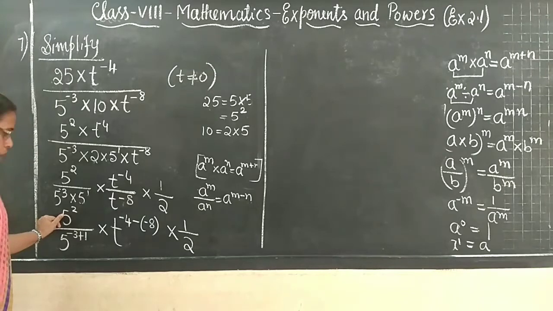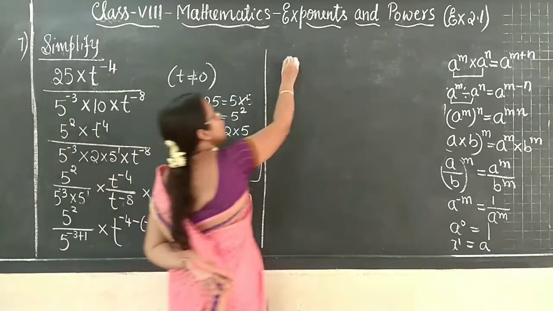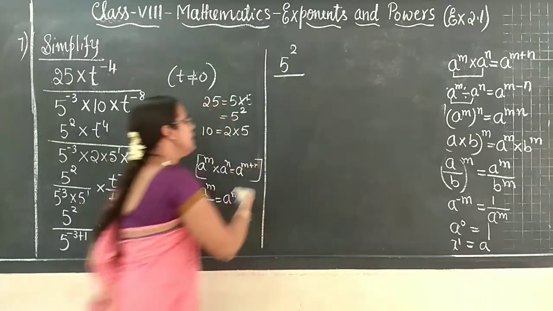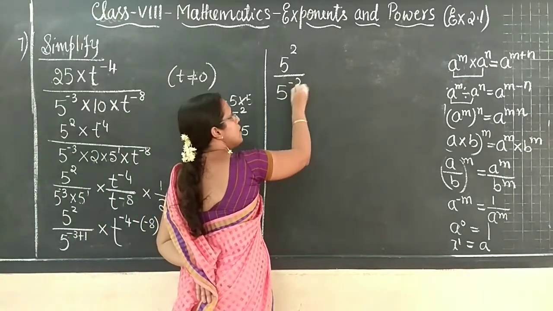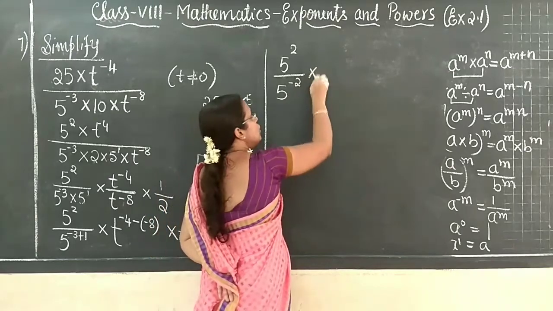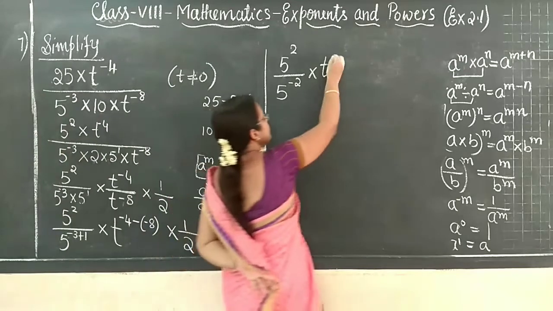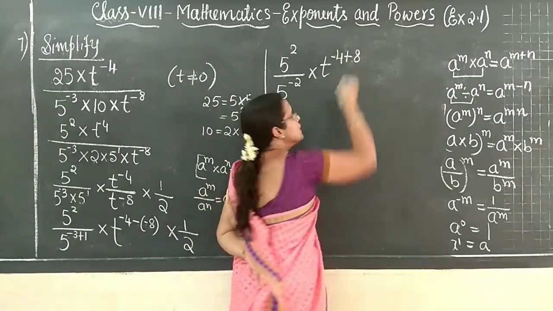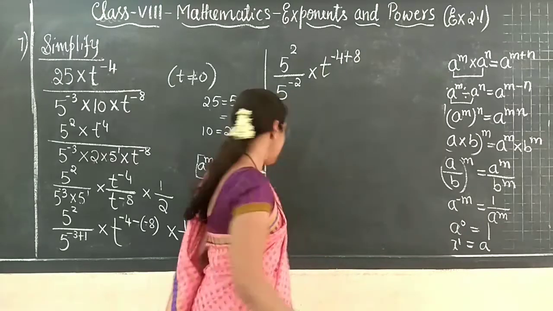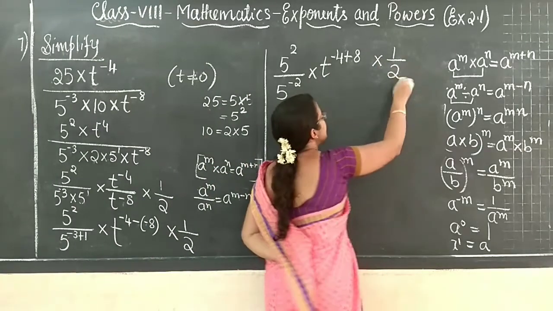Okay? So the next step now, 5 to the power 2 by 5 to the power minus 3 plus 1, minus 2, right? So 5 to the power of 2, write as it is here. Denominator 5 to the power of minus 3 plus 1, minus 2 into t to the power minus 4, write as it is. Yes, minus into minus plus 8. Into half, right, as it is.